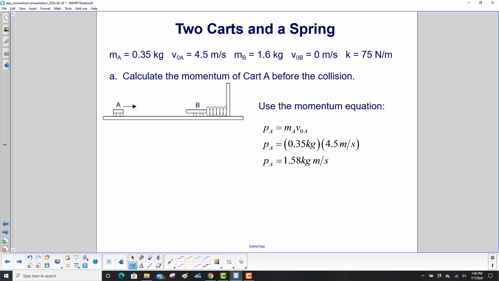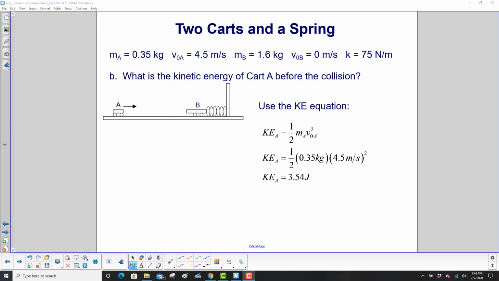The momentum of Cart A before the collision is just its mass times its initial velocity, v0a, and we have that right up here. We always like to have our givens handy. Plug the numbers in and get 1.58 kilogram meters per second.